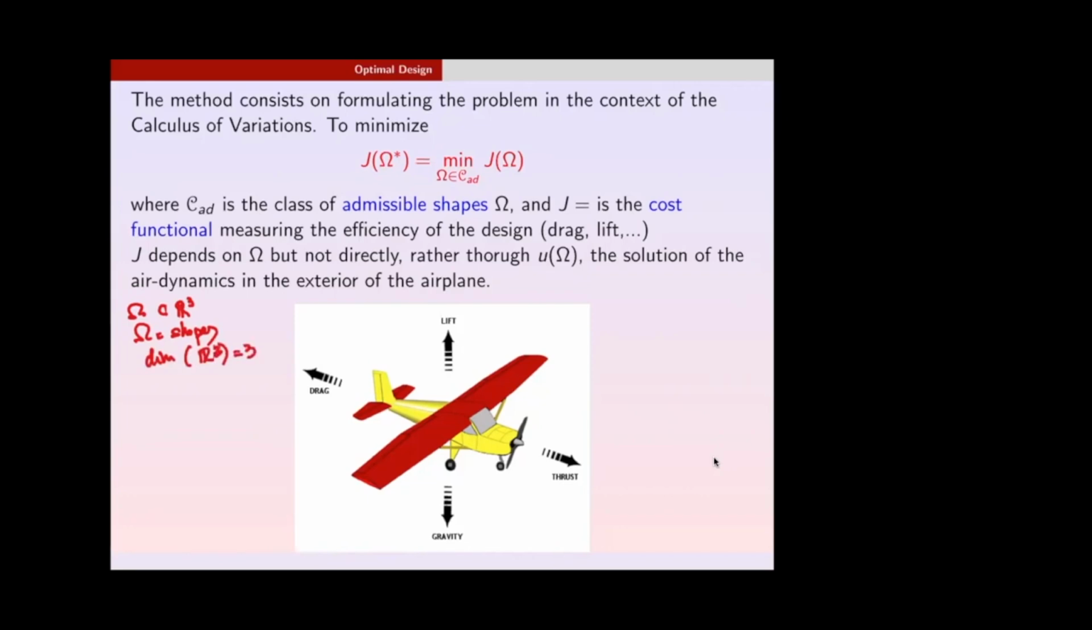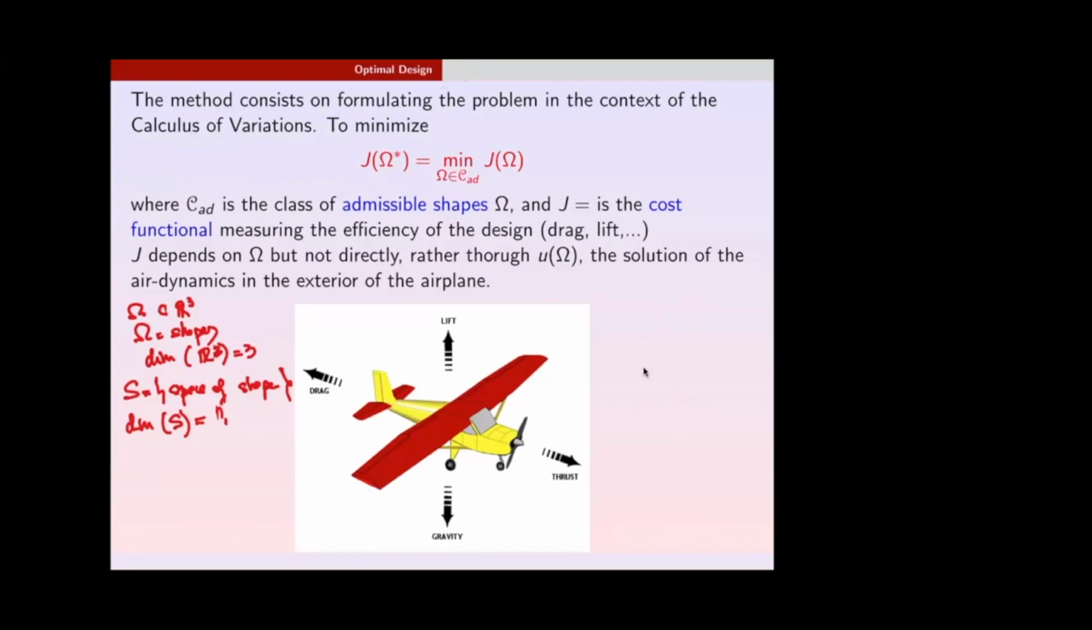But if we consider the space S, the space of shapes, what is the dimension of that space? Could you please tell me what is the dimension of the space of shapes in 3 space dimensions? Does anyone have any hint about this? Some comments, I think.